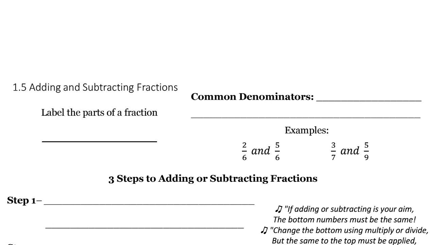All right, so this first part, let's label the parts of a fraction. So we have this division bar here. What comes on top of the division bar? It's called the numerator. So that should just be a review. On the top is the numerator. On the bottom is the denominator.